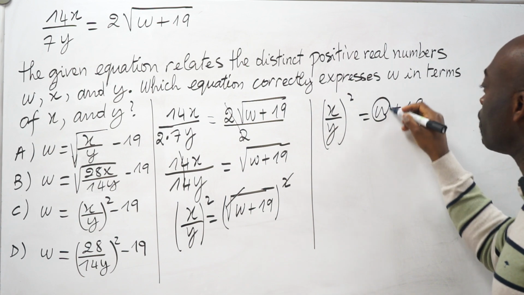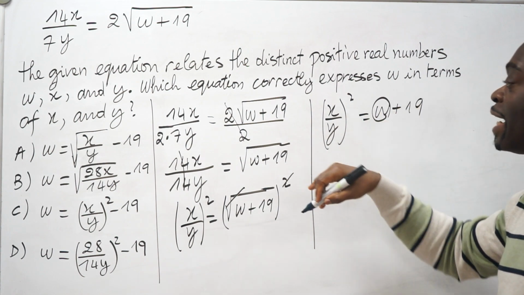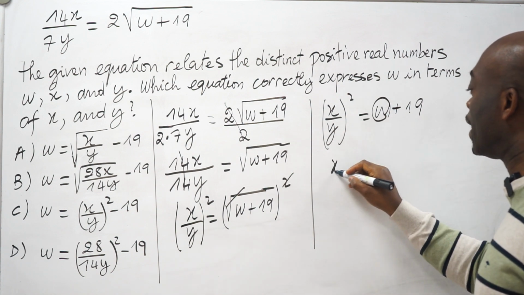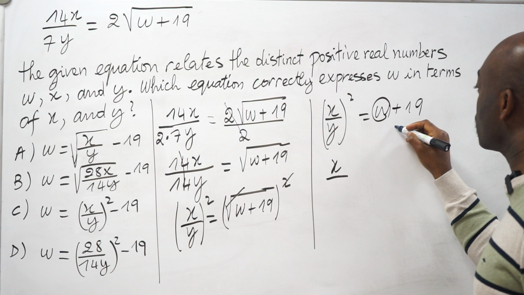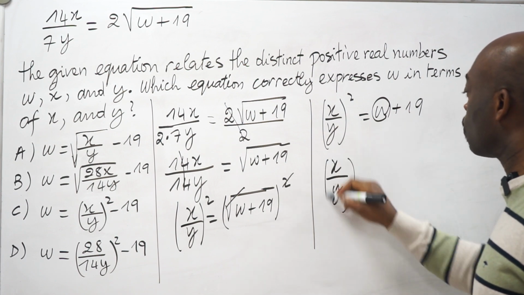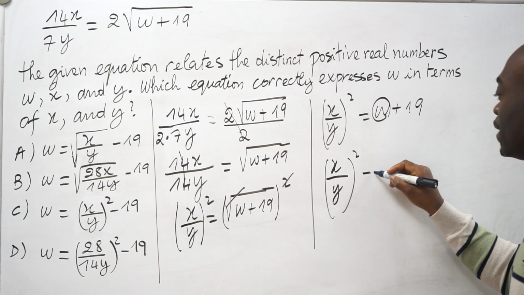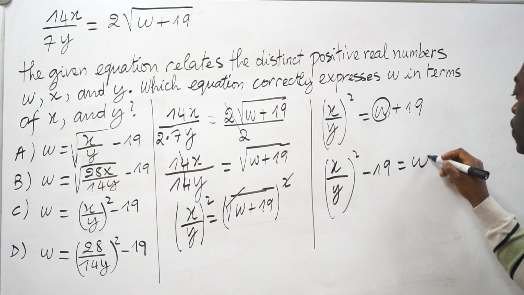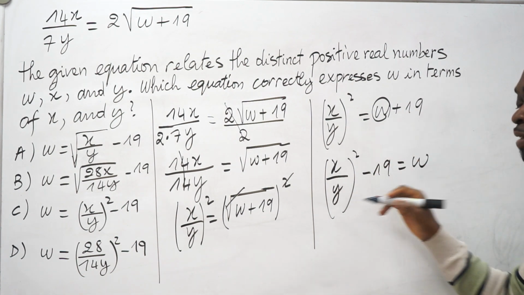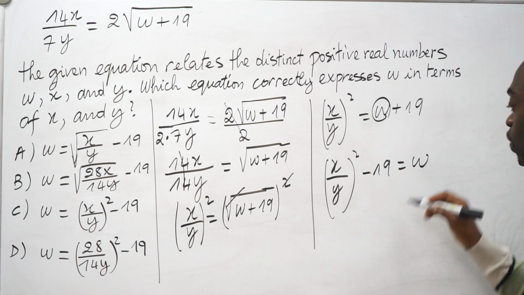And ladies and gentlemen, what are we solving for? W. So that means we got to get rid of the 19. So 19 got to go to the other side, right? That's negative 19 and negative 19. So we have this one squared still, then minus 19 equals w. Or we're doing negative 19 on both sides, which is the same thing. So we end up with w equals this one here.